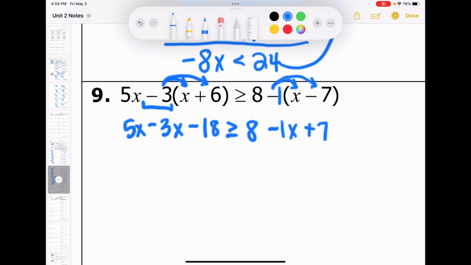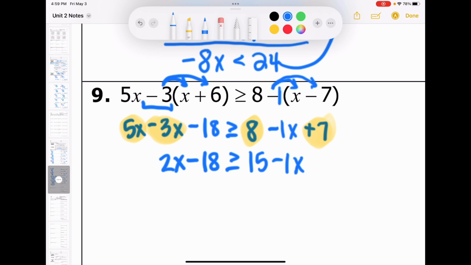Now, anything not involved with the parentheses, I went ahead and brought down. So now I need to combine like terms on both sides before I start moving things around. So on the left side, we have 5x and -3x as like terms. So I can combine those. So 5x minus 3x is 2x. Bring down the -18. And then I guess that's the left side. So then on the right side, we have +8 and +7 are like terms. So 8 plus 7 is 15, and then I bring down the -1x.